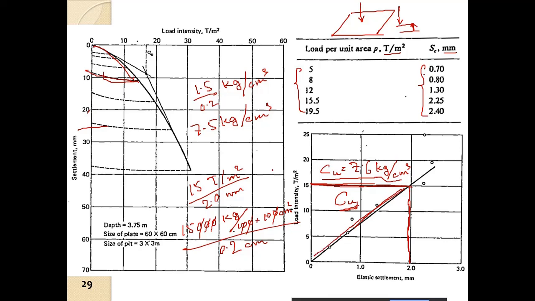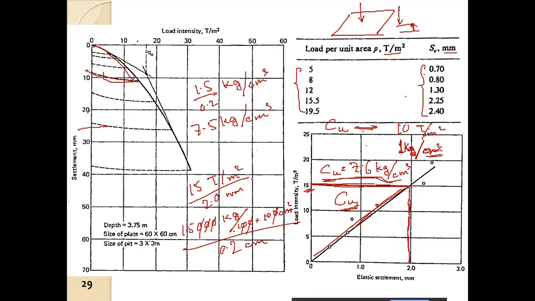Now the thing is that this Cu that has been calculated, it is corresponding to 15 ton per meter square. Okay, and we have to find out what is Cu corresponding to 10 ton per meter square, 1 kg per centimeter square, that is. Alright, so that we can use that in our calculation.